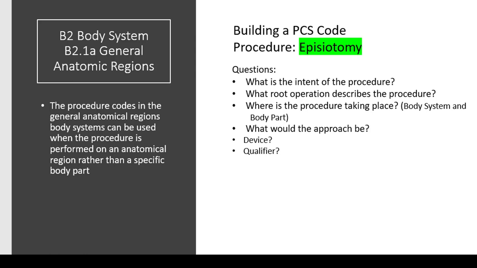When you're building a code, the first thing you want to do is figure out what table you want to get to. And you're going to do that by figuring out the body system and the root operation. You can also use your index in some cases, in most cases, but I prefer to use the tables, and I'm going to show you mostly the way I do it, how to find a table. We can certainly refer to the index whenever you want to see if it helps you find your way.